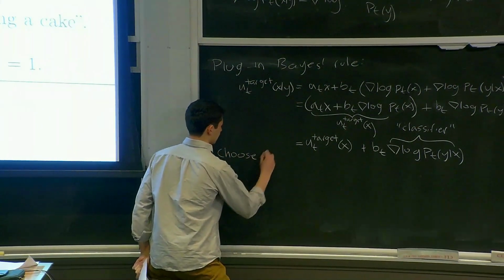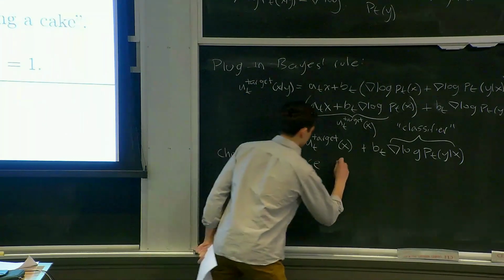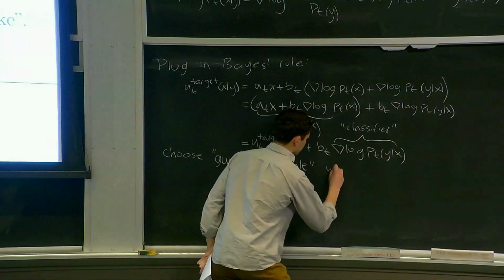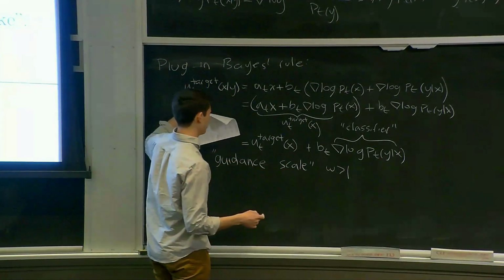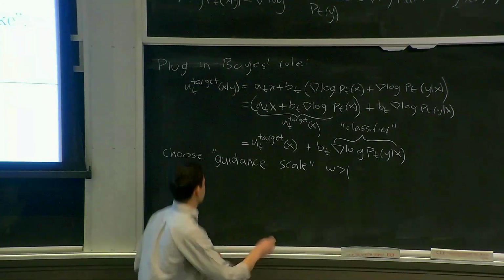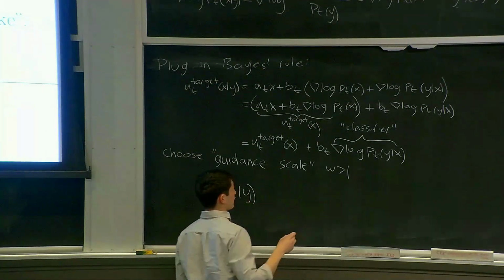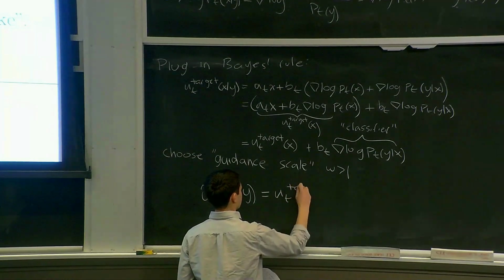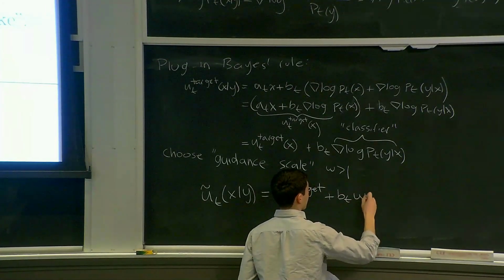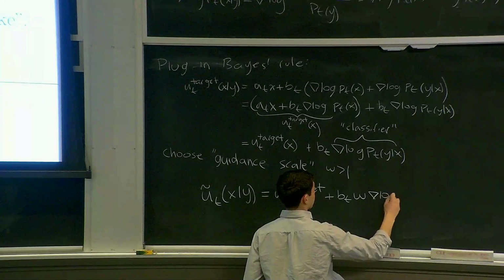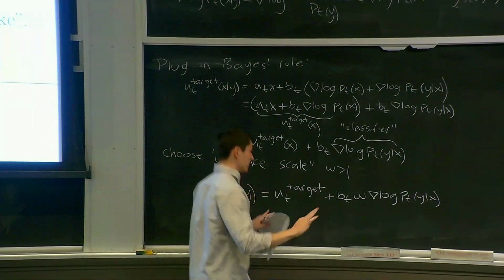So what I'm going to do is choose a guidance scale w more than 1. And I'm going to scale this term by w. And because I'm scaling this by w, it's no longer u_t^target of x given y. It's no longer the actual guided vector field. It's going to be something else, which we'll denote u_t tilde of x given y, which we are defining to be u_t^target as before, plus b_t times our guidance scale times this classifier term. OK, perfect. So this is an important conceptual leap.